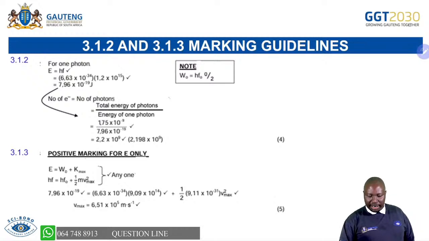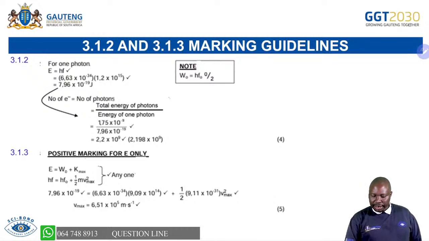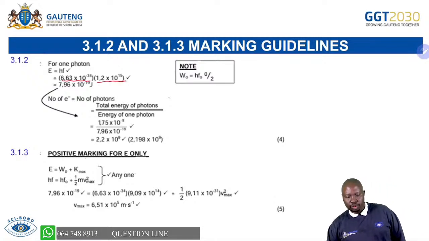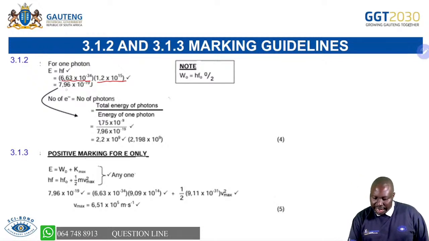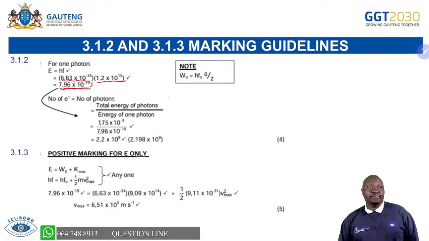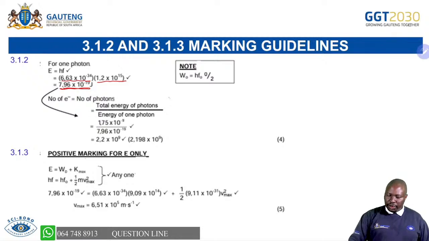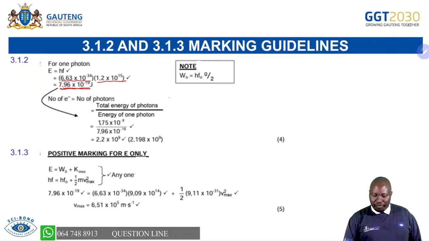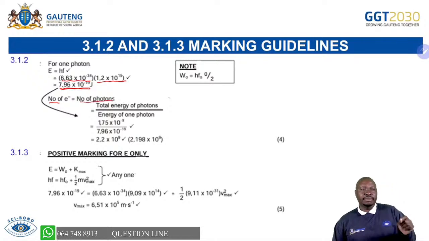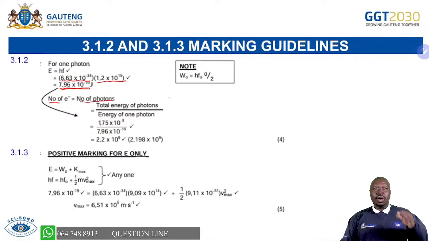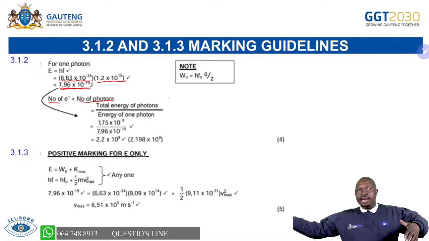So for one electron to be ejected, we have f, and Planck's constant is a constant, and we are given the frequency of 1,2. So you are able to calculate the energy of a photon. And when you know the energy of a photon, the number of electrons is equivalent to the number of photons. Remember, at the beginning of the lesson I indicated that one photon will eject one electron.